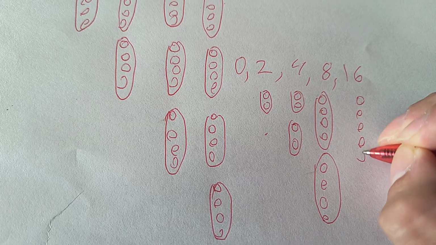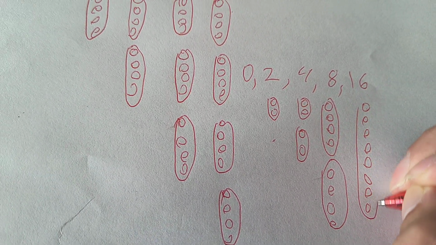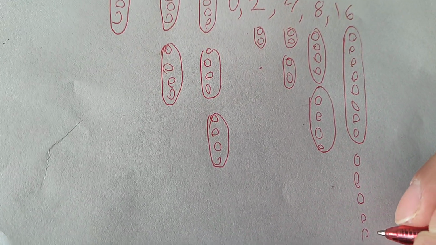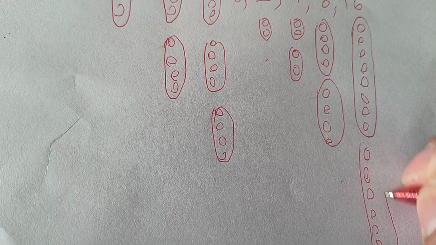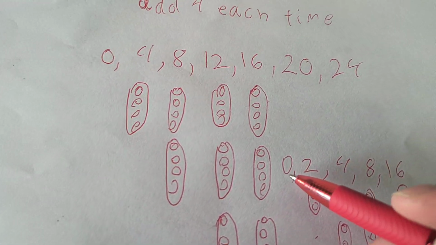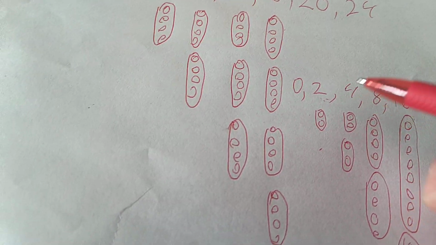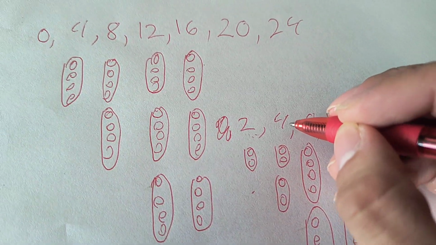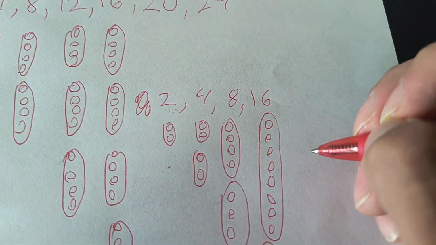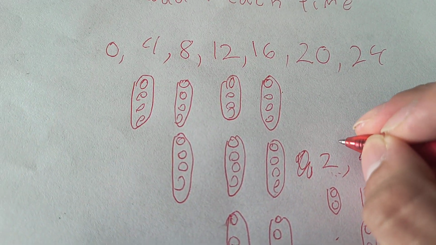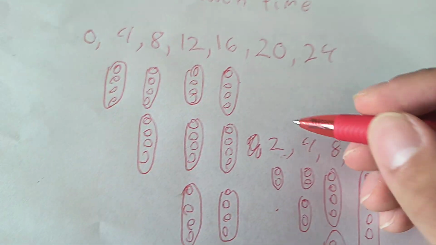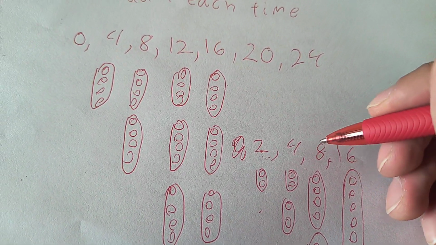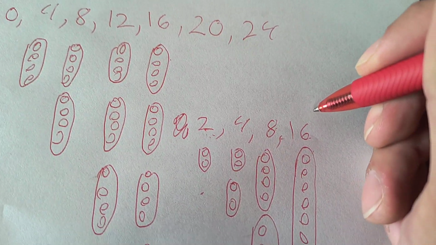We added 8 to the 8 to get 16. Actually, let me get rid of the 0. We were at 2. Then we added another 2 to get 4. Then we added a 4 to get 8. And then we added an 8 to get 16. It looks like it keeps doubling. You multiply 2 times 2 and you get 4. You multiply 2 times 4 and you get 8. You multiply 8 by 2 and you get 16.